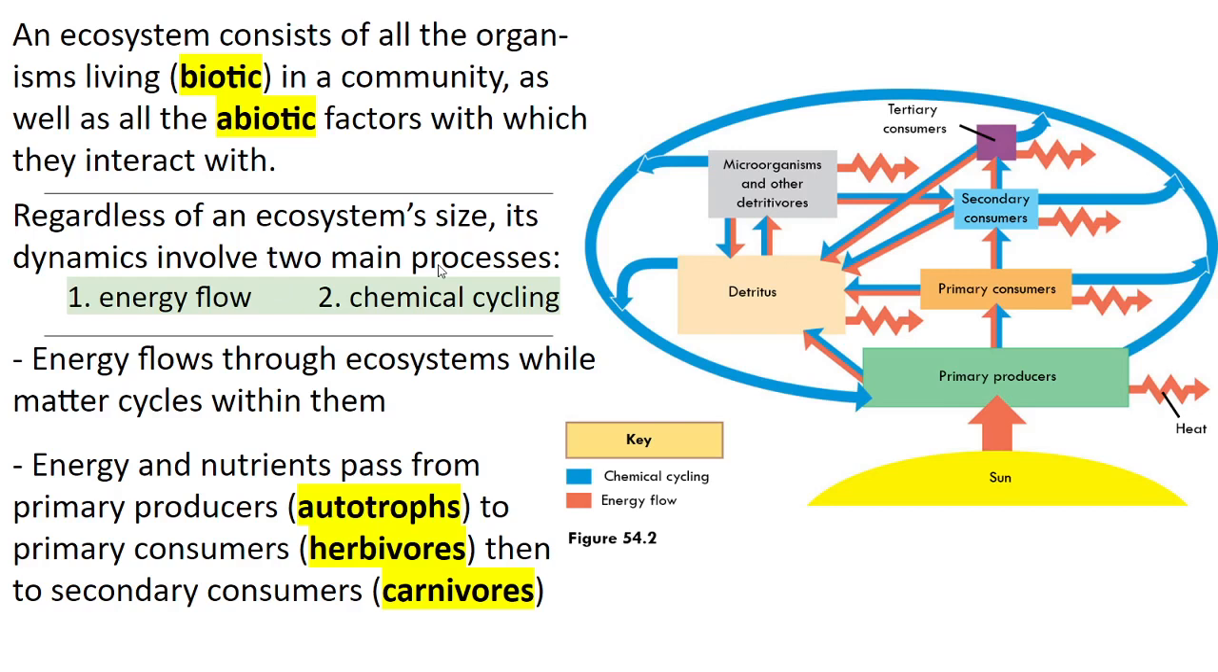Anyway, regardless of an ecosystem size, its dynamics involve two main processes: energy flow and chemical cycling. Energy flows through ecosystems while matter cycles within them. And we're going to show you that. I'm going to take a closer look here in just a minute. Energy and nutrients pass from the primary producers, that's your autotrophs usually, although we are going to talk about a slightly different type of producer today, but it goes from that to the primary consumers, the herbivores, then to the secondary consumers, the carnivores, and then further and further and further. That's what everything does. Energy and nutrients pass through, but then what happens? What happens to all the energy once it goes from one to the other? What happens to all the matter once it goes from one to the other? Let's take a closer look.